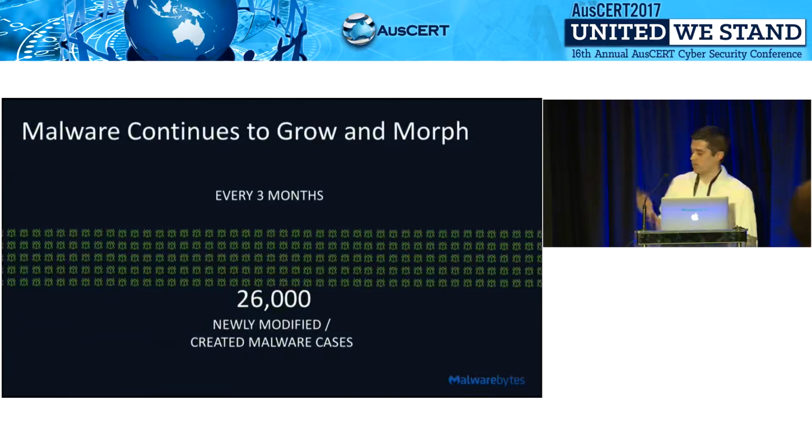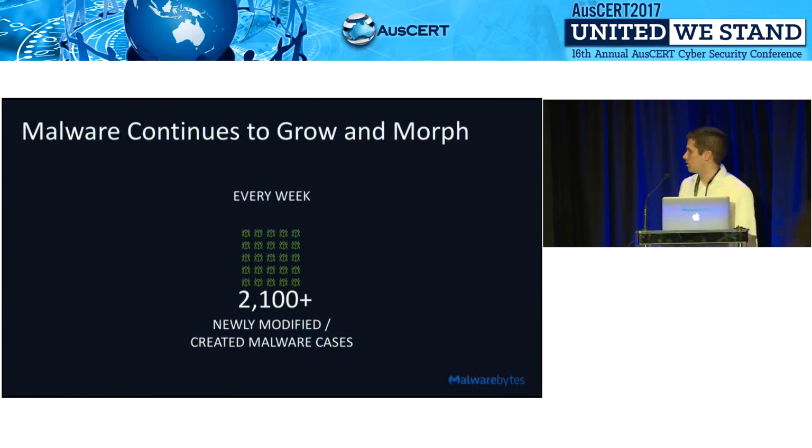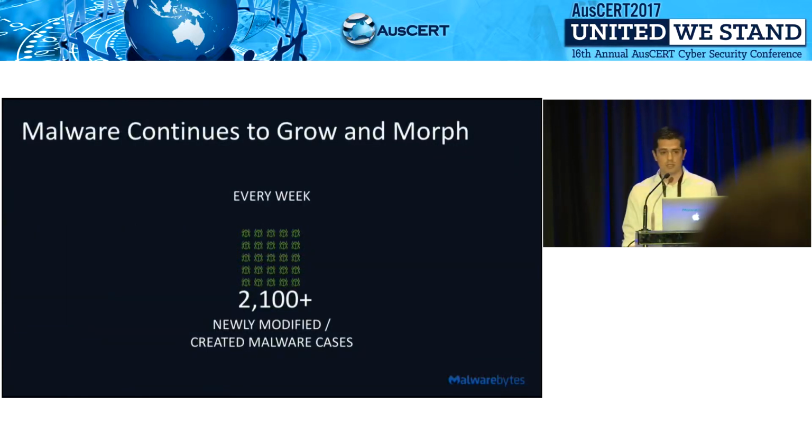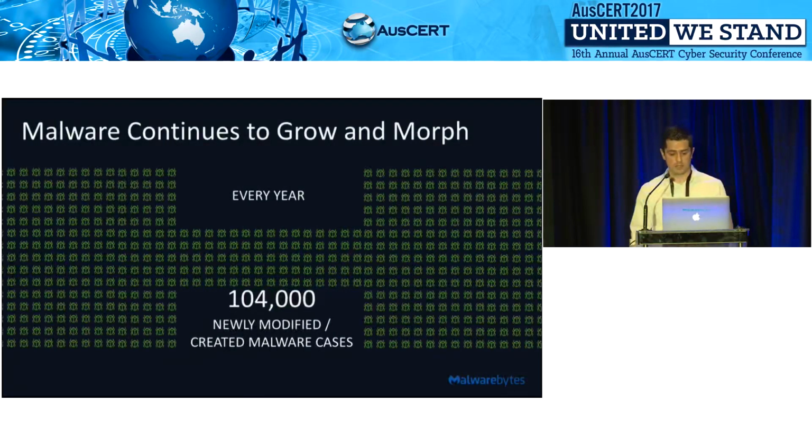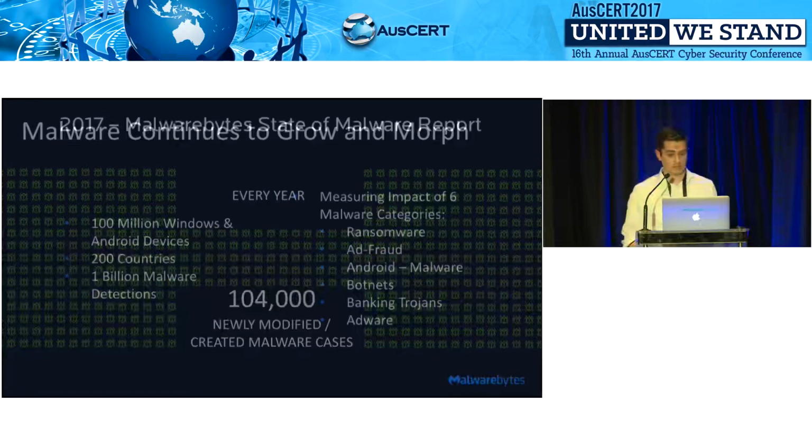So if we take that number that I initially said, 2,100 infections occurring on a weekly basis that we're seeing in our threat intelligence, and we take it out to a 3-month period, that equates to 26,000 newly modified samples and malware family and variants that we're recording on a 3-month basis. And finally, on a yearly basis, this equates to approximately 104,000 newly modified malware families and variants in the marketplace.